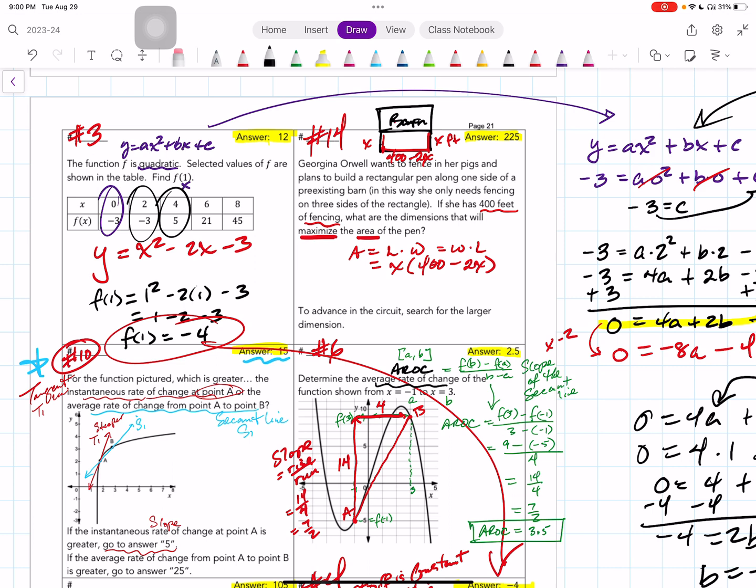And then if you distribute here, the area is equal to 400. Actually, do we need to distribute? No, we actually don't need to distribute. You really don't need to do that. So what are the dimensions that will maximize the area?